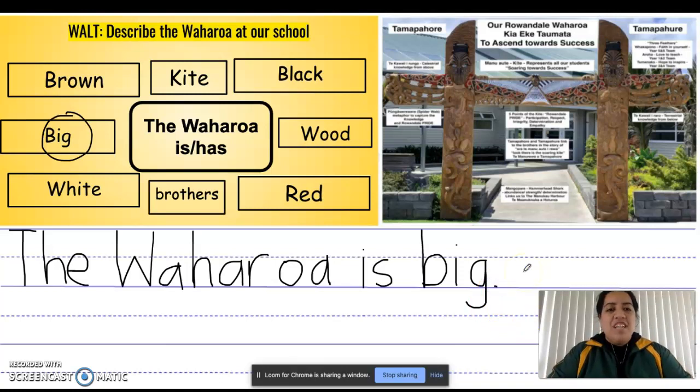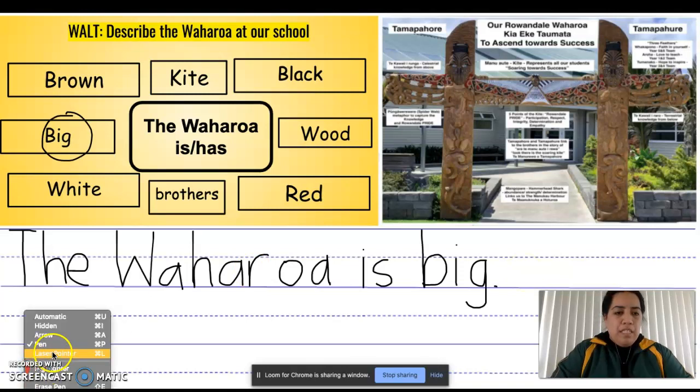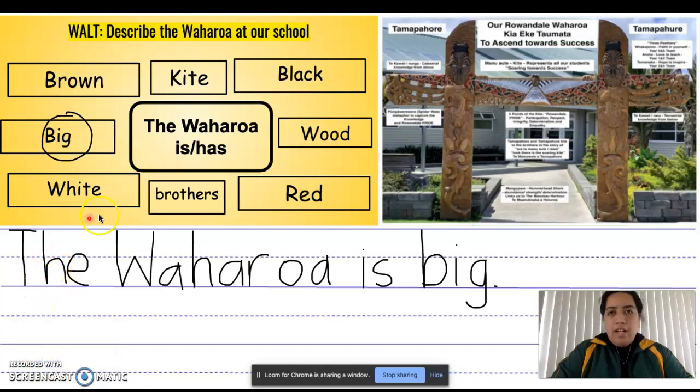Hey, we've just finished our sentence. Let's read it. Let's get the pointer out. Do we have a laser pointer? Yes, we do. The Waharoa is big. Did you see how I jumped to the words? Let's jump with our words. Ready? The Waharoa is big.